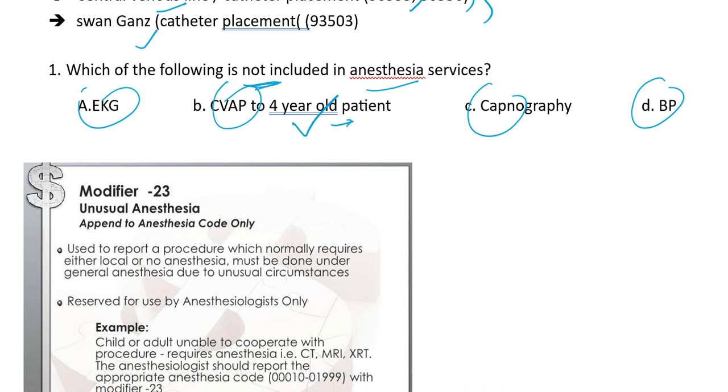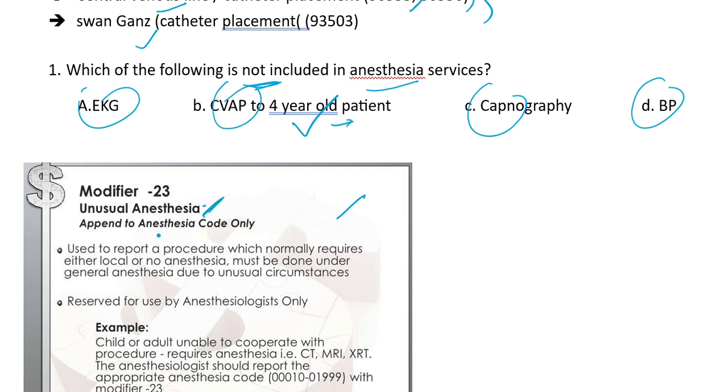Next we'll see modifier 23. Modifier 23 and 47 we have to see separately in the anesthesia topic. These are related to anesthesia, and we have given a detailed explanation for these two modifiers in our earlier modifier classes, right? So here also we'll touch on these things. What is modifier 23? Modifier 23 is unusual anesthesia.